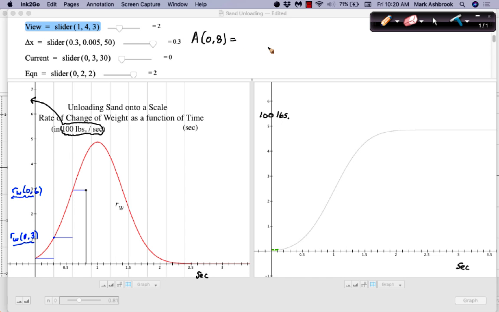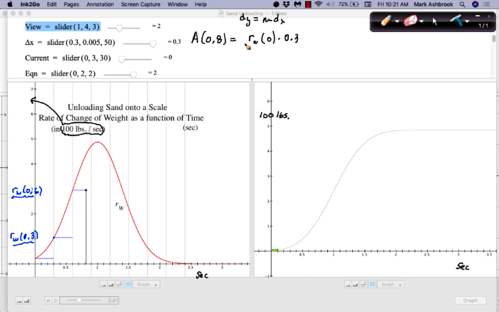How am I going to come up with the amount of change of sand in hundreds of pounds starting from time 0? What was the key principle? Constant rate of change, or dy equals m dx. But I've got to do it one interval at a time. In this first interval, what's my m? R sub w of 0 times 0.3. That's the little bit of change in weight, m dx, for that first interval.